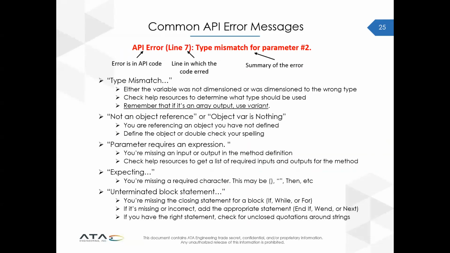If you see an unterminated block statement, what that means is you have what's called a block statement, so one of those multi-line ones like an if or a while or a for, but you're missing that end part. For an if, it's the end if. For a while, it's the wend. For the for, it's the next. So remember, you have to match those up, and then make sure it matches. If you think you have the right statement, again, double check for unclosed quotations because that can mess things up. But those are probably the most common ones you'll see. I'm sure there are many others, but that should at least get you started.